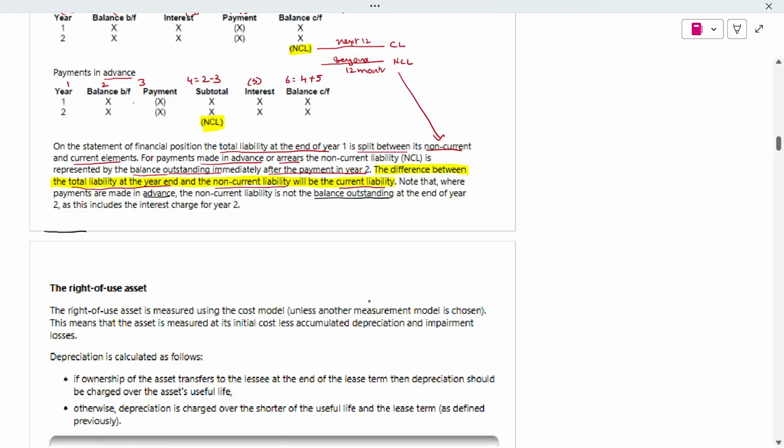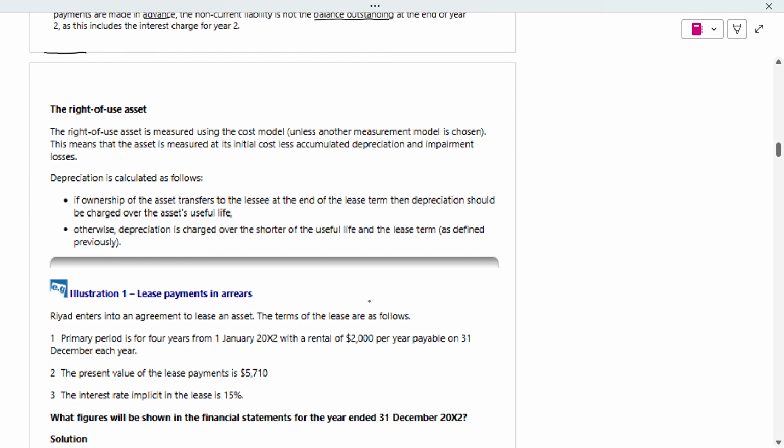Are you clear about this? Yes. Okay, now what is the right of use of asset? The right of use of asset uses the cost model, unless they specify any other model. Otherwise, it is always a cost model. This means the asset is measured at initial cost less accumulated depreciation or impairment. We have to know whether there is any accumulated depreciation.